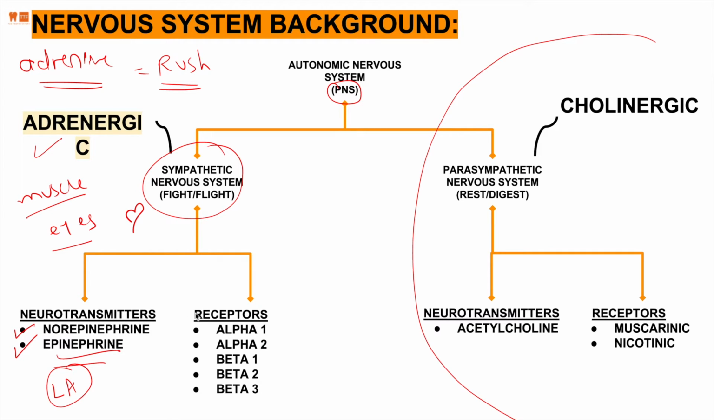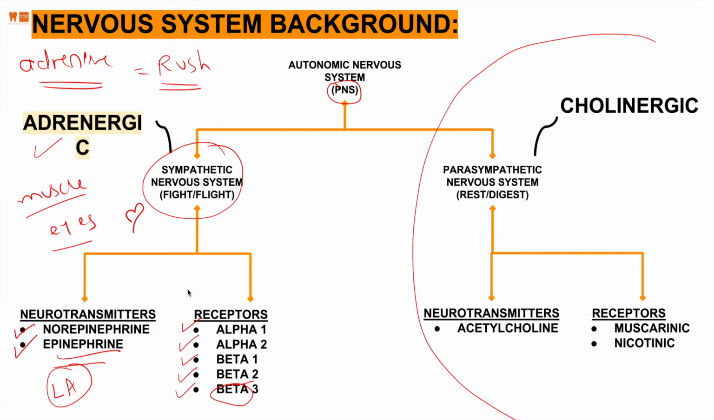Okay, anyways, the receptors. Every target organ, such as the muscle and eyes, has receptors on it. Now, in the sympathetic nervous system, we have alpha 1, alpha 2, beta 1, beta 2. Beta 3 exists in physiology, but we're not going to talk much about it. So alpha 1, alpha 2, beta 1, beta 2 are the target receptors.